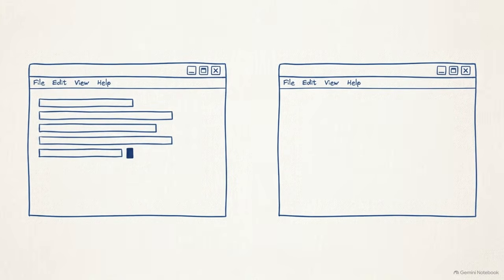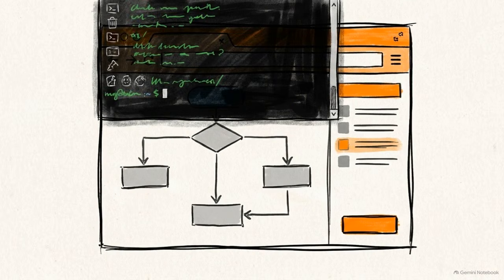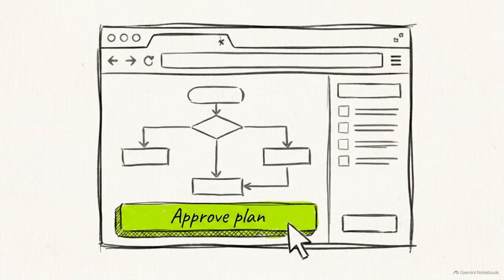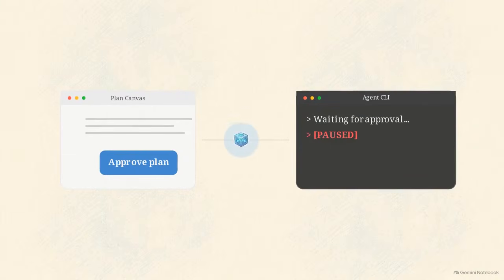Open a second terminal window and launch the visual review tool using ECC Plan Canvas open, followed by the path to the plan file. Look at this browser interface. Instead of reading raw markdown in the terminal, you can interact with a rendered flowchart diagram, highlight text for annotations, and review the task list before clicking the prominent Approve Plan button. Clicking that button generates a structured JSON payload and passes it natively back to the paused command line interface.